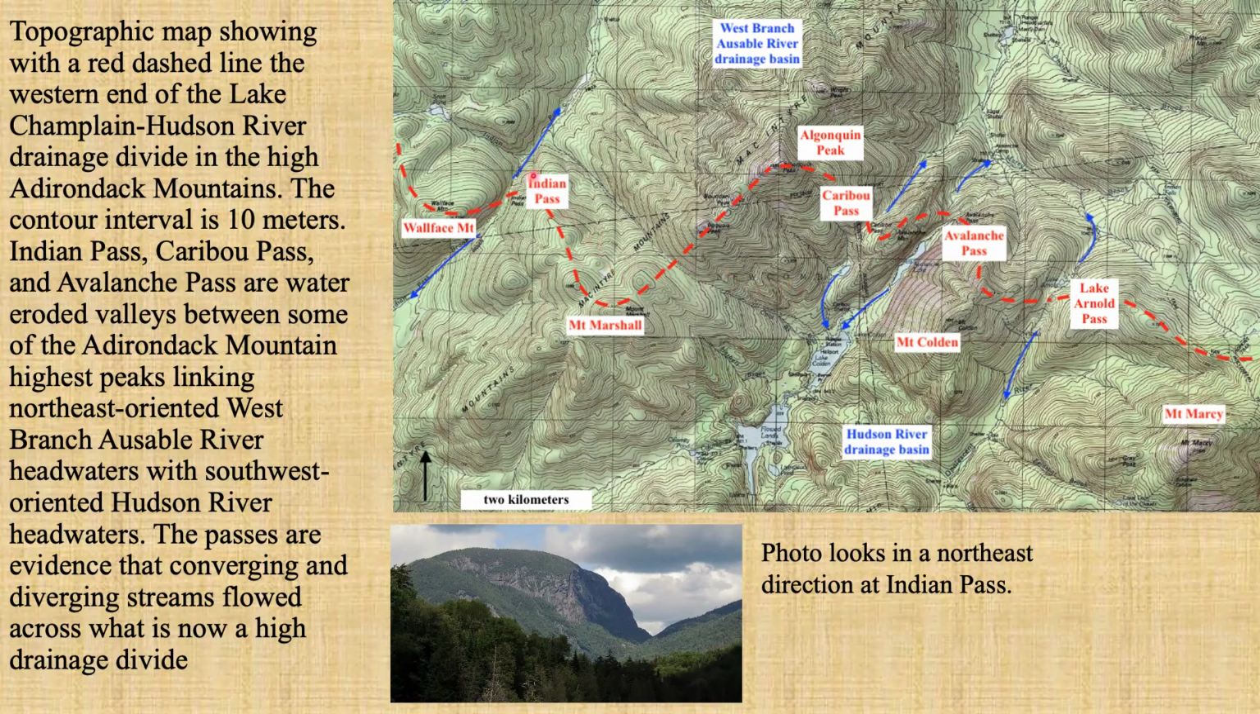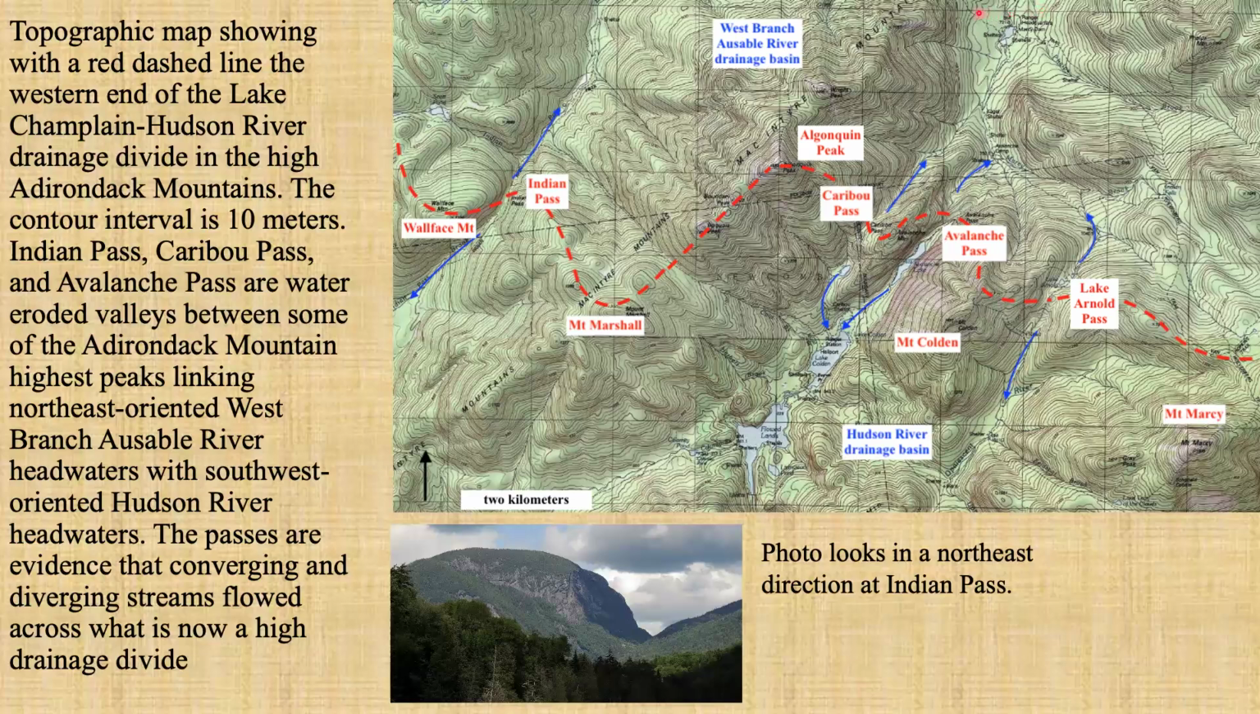And what I want you to note here is that we have northeast-oriented streams flowing from the drainage divide. This one turns and then joins a northeast-oriented stream. And these northeast-oriented streams converge to form the west branch of the Au River, which then joins the east branch of the Au River to form the Au River, which then flows to Lake Champlain.